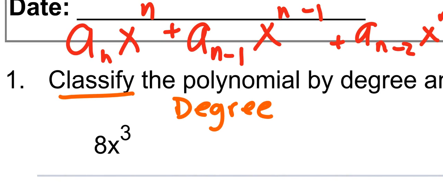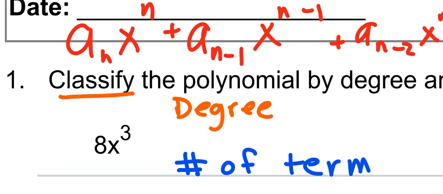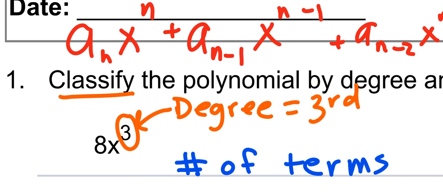So, two different things we can use to classify. One of them is degree, and one of them is number of terms. Now, when you look at this particular polynomial, the degree is found. It's the exponent. That is the degree. So this is a third degree polynomial.